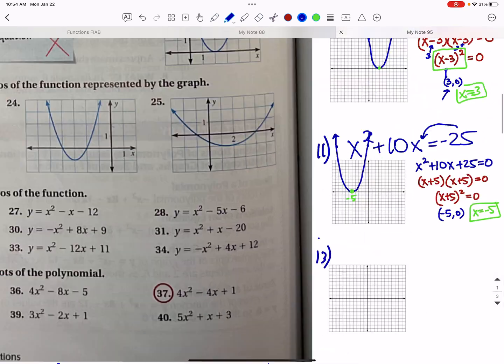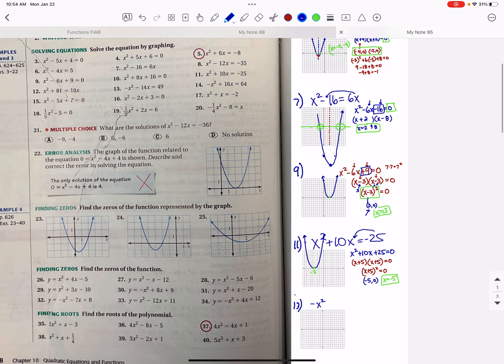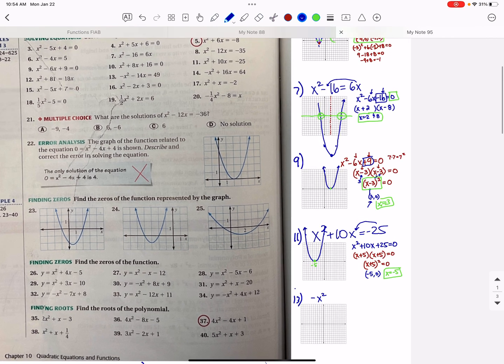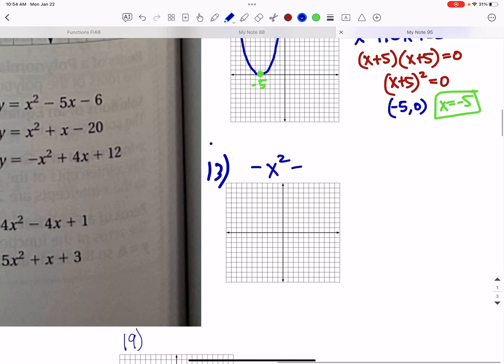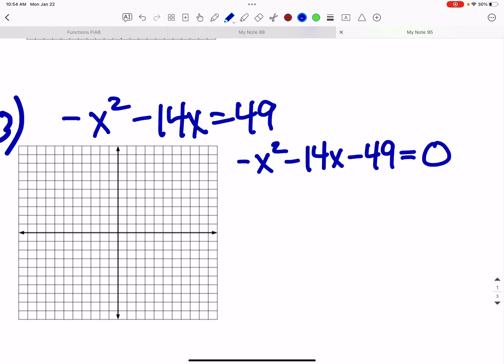All right, the negatives just turn us upside down. Negative x squared minus 14x equals 49. Here's what I do with negatives. Negative x squared minus 14x minus 49 equals 0. Okay, I can take a negative out. I can multiply both sides by negative 1, basically.